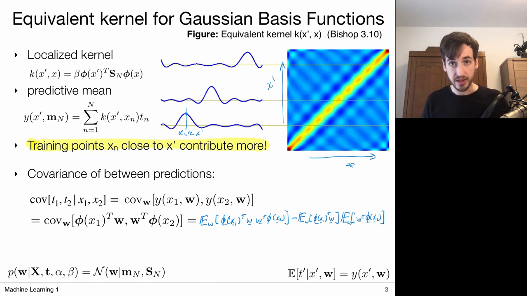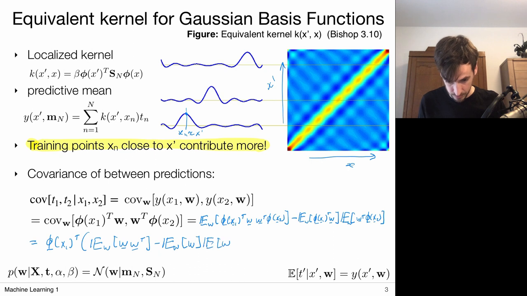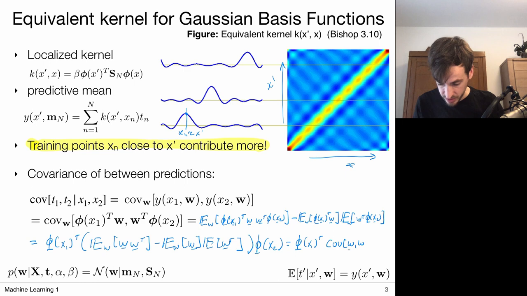Now I can make use of the linearity of these expectations. The expectation is taken over w, so these phi vectors do not depend on w, and I can move them outside. I'm going to move this to the left and this to the right. Also here, this to the left and this to the right. So I can write this as follows. I moved the phi's outside to the left and to the right, and so these expectations are sort of sandwiched in between. And we recognize this as the expression for the covariance of w itself. So actually I'm computing here phi(x1) transpose with the covariance matrix of w with itself, and then phi(x2) on the right hand side.